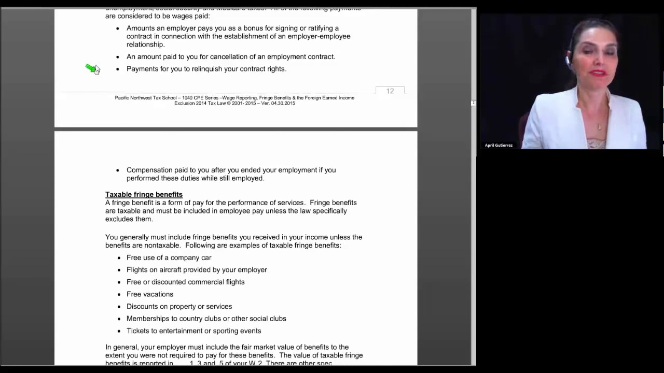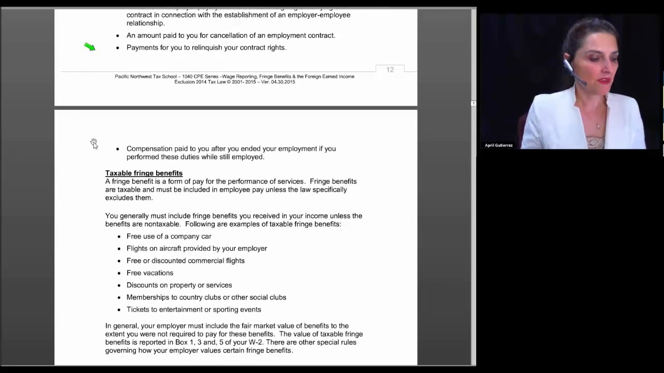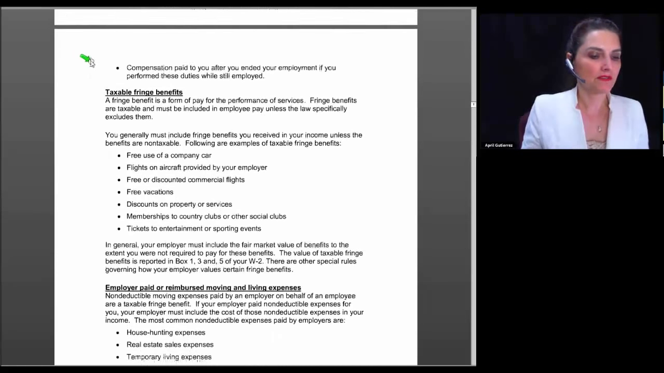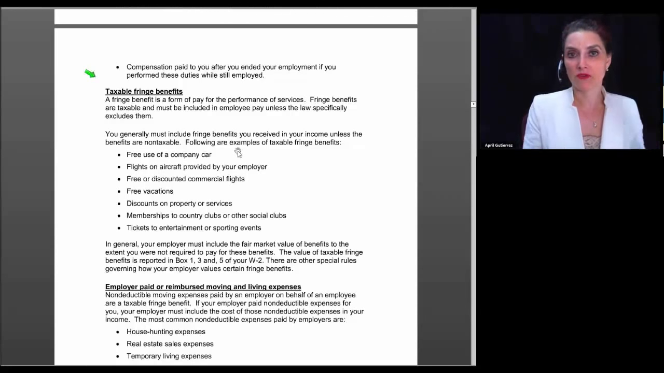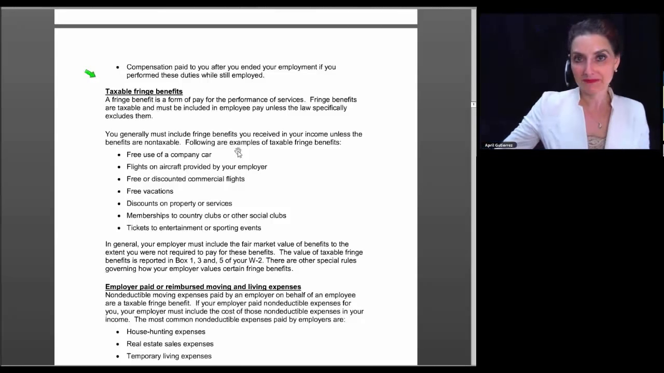Payments for you to relinquish your contractual rights. And compensation paid to you after you ended your employment if you performed these duties while you were still employed. So you work for this particular month, you're laid off, and 2 weeks later you get your final paycheck. That final paycheck is still a wage.